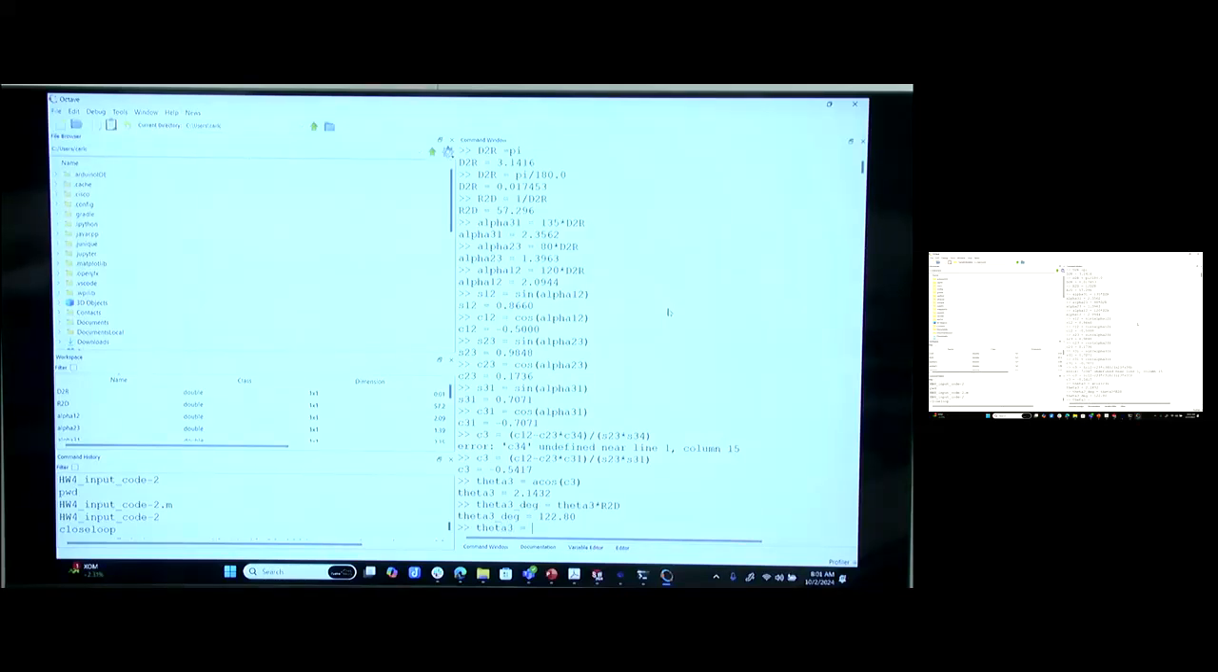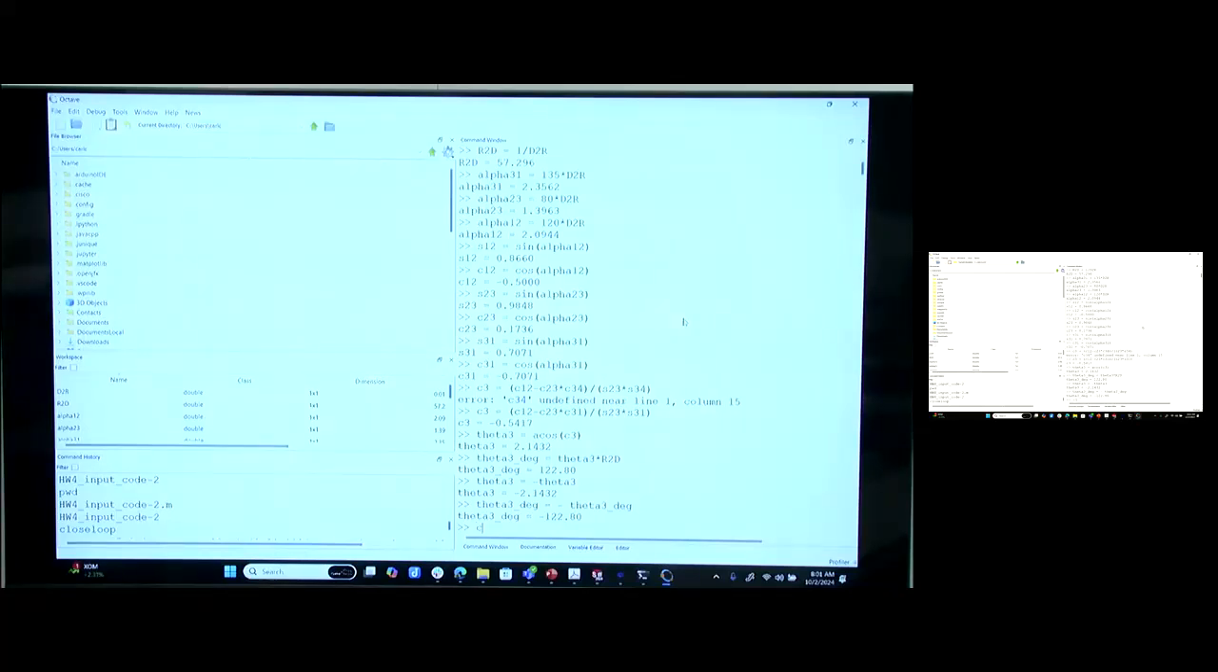So I'm going to cheat and say negative theta 3. And theta 3 degrees equals negative theta 3 degrees. Okay. Oh, no, let's not do that. What did I mess up there? Theta 3.